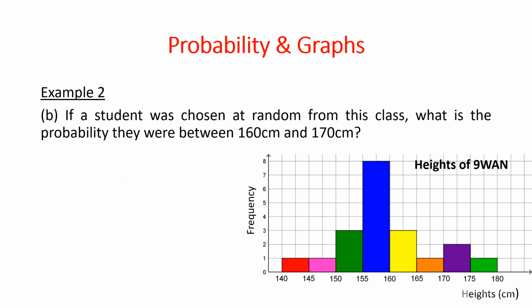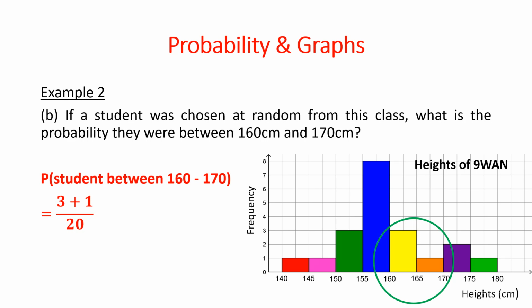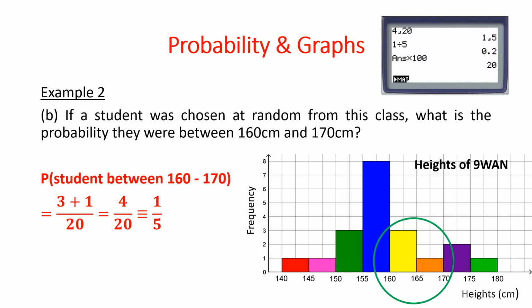Right, here's our part B. If a student was chosen at random from this class, what is the probability they were between 160 and 170 centimetres? So let's look at the graph. These students, this yellow bar and this orange bar, represent students between 160 and 170. So that represents 3 in the yellow bar and 1 in the orange bar. So 3 and 1 make 4 students in total. So that is 4 over 20. Remember, there's 20 students in this class. 4 over 20, you can simplify that down to 1/5 or change it into a decimal or a percentage.